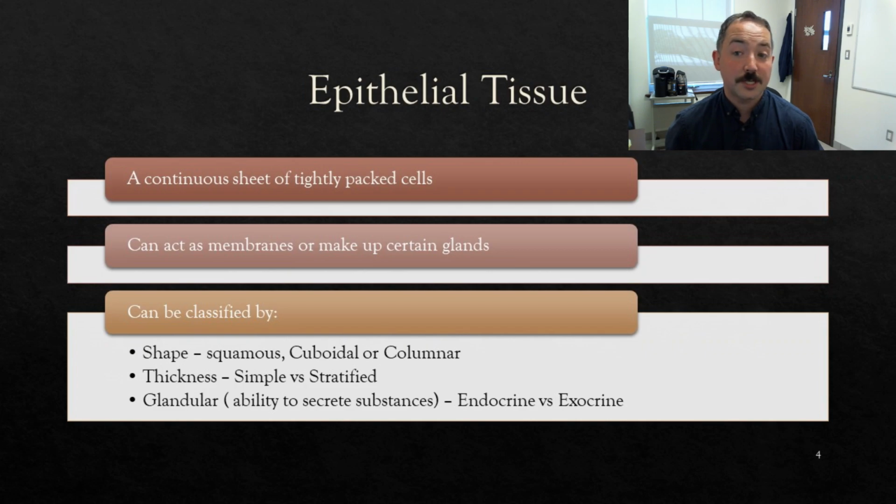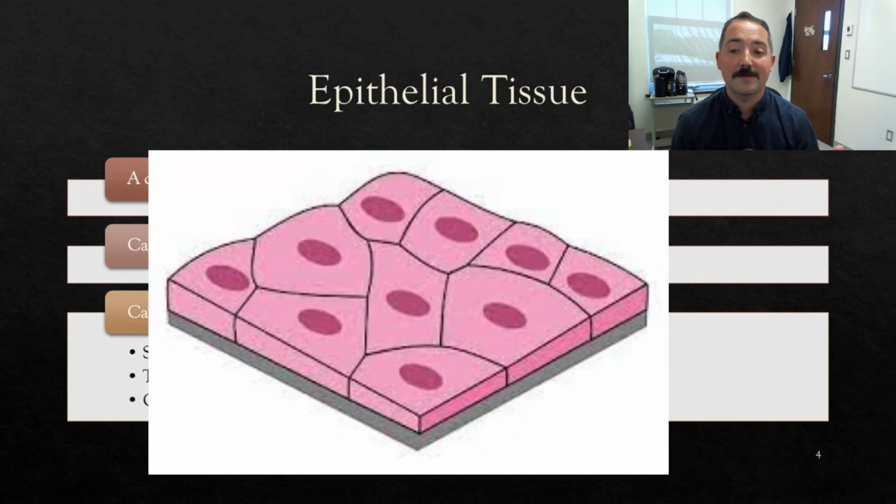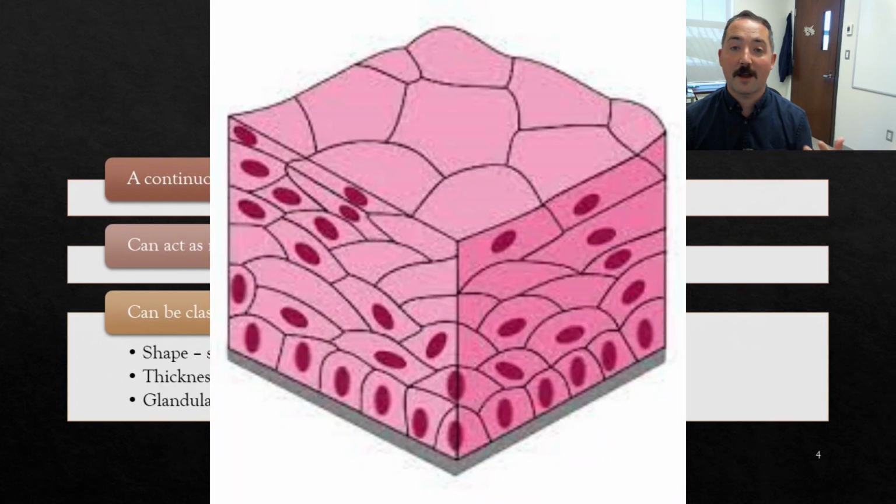Cells can be in a cube shape called cuboidal, and they can be in a column or rectangular shape called columnar. When we have one single layer of cell, that's called a simple layer. So for example, this would be a simple squamous epithelial tissue. When we start stacking them, they become stratified, or a stratified squamous epithelial tissue.